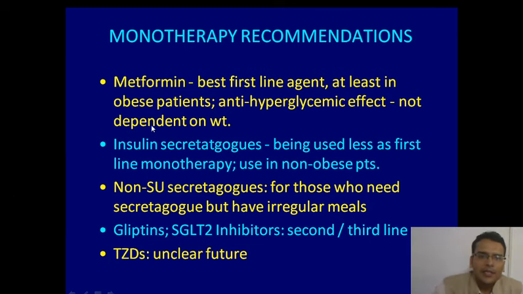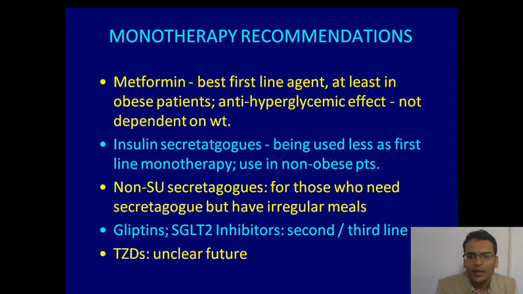Coming on to recommendations in terms of oral anti-hyperglycemic therapy, metformin is the best first line agent, at least in obese patients, and however its anti-hyperglycemic effect is not dependent upon weight. So in most patients with diabetes, the first line monotherapy is metformin, unless it is not tolerated or there is a contraindication. Insulin secretagogues, for example sulfonylureas, are still being used, however their use has come down with the advent of safer agents like DPP-4 inhibitors.